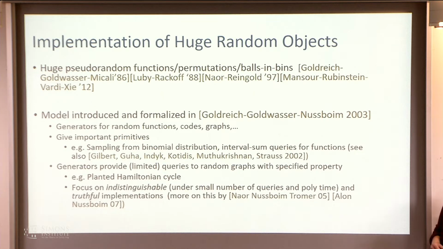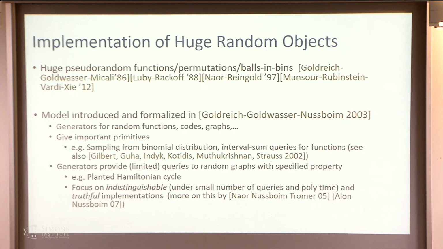So let's start with huge random objects in general. Huge pseudorandom functions were studied and given in the incredible work of Goldreich, Goldwasser, and Micali. This was incredibly important in cryptography and complexity. It's something that gets used pretty much everywhere. It was then Luby and Rackoff who looked at huge pseudorandom permutations.